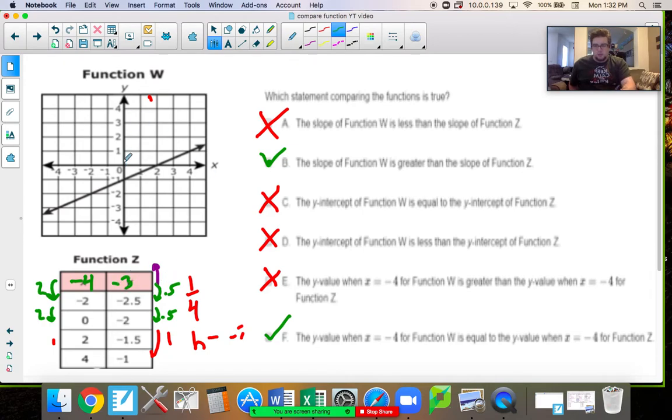Function W, I come over to -4, I go down to the graph because that's where the graph is, and the coordinate would be -4, -3. So they're actually equal.